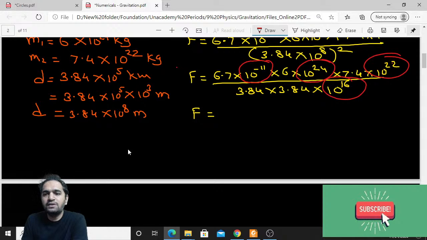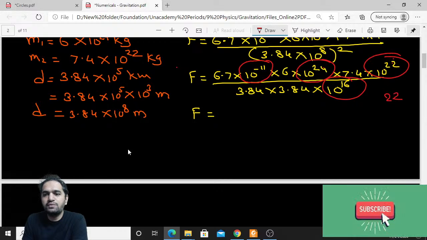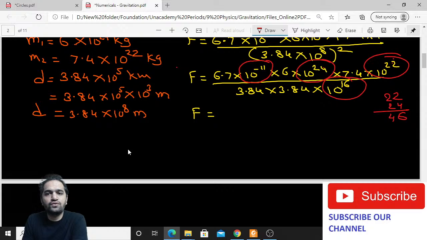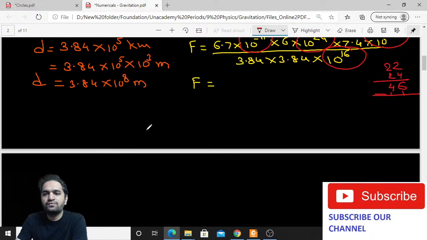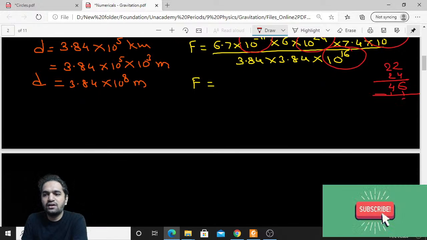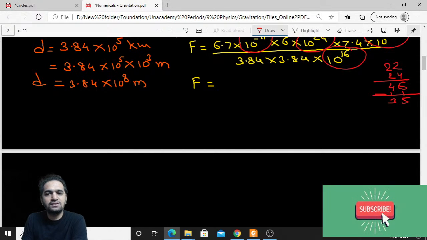So 22 plus 24. What is 22 plus 24? You can just calculate 22 plus 24. That is how much? 2 plus 4 is 6 and 2 plus 2 is 4, so 46. 46 minus 11. Okay, 46 minus 11. 6 minus 1 is how much? 6 minus 1 is 5 and 4 minus 1 is 3, so 35. 35 and 10 to the power minus 16.